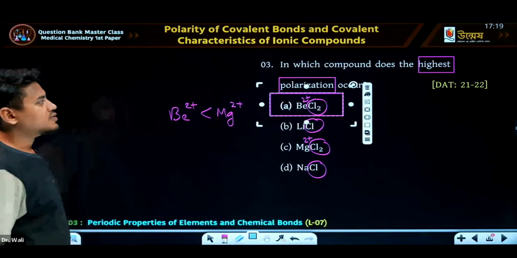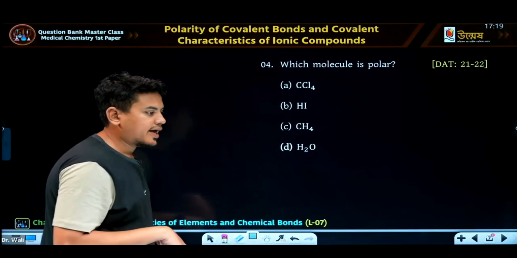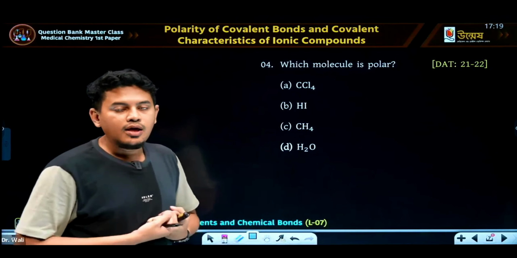Okay, now let's move on to the next question. Which molecule is polar? Carbon tetrachloride will not be a polar molecule because at the 4 ends they have similar atoms, which pull the electrons away equally, as a result nullifying the dipole moment.